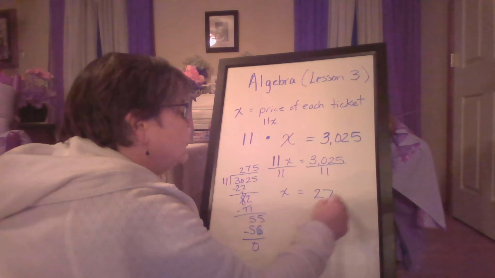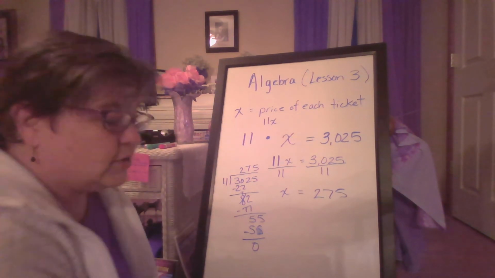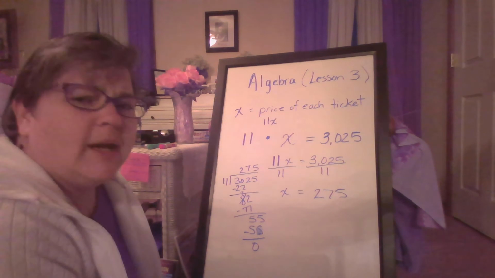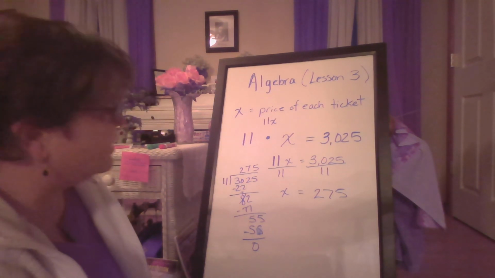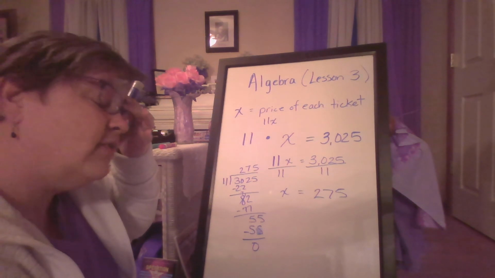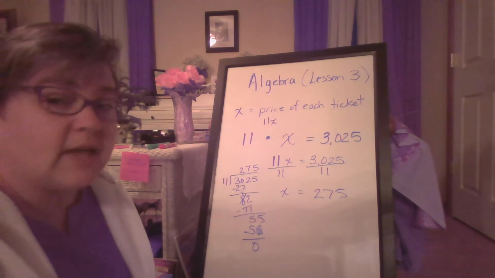So I find out that each of the tickets to the Super Bowl cost $275. Man, that's probably cheap compared to what they are today. I don't know. All right, but what we've done is we have used algebra to solve a problem in everyday life.